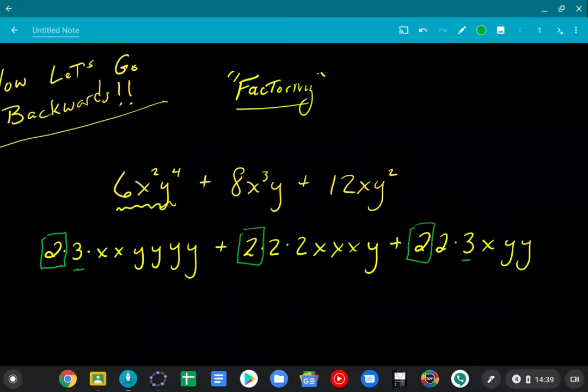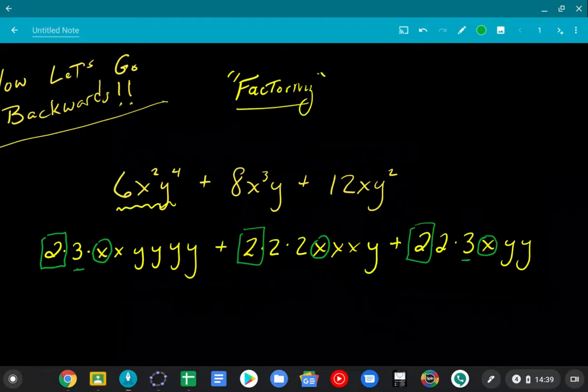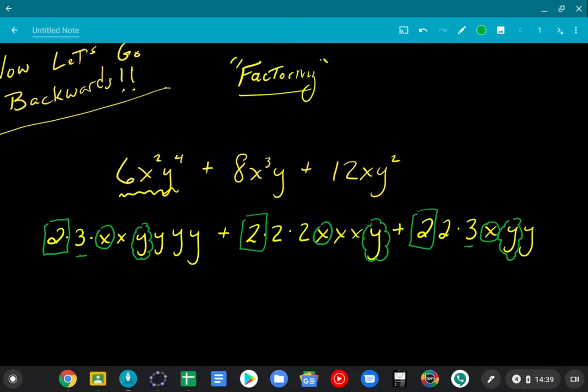So now we move on to x's. How many x's can I pull out of this? I see 1x here, 1x here, and 1x here. Oh, and look, there's only 1x to give up. So that's the most number of x's I can give away. And finally, y's. I've got a y here, and a y here, and a y here. But notice this only has one y to give up. So the only thing I can pull out of this is a 2, an x, and a y. Everybody else stays inside.